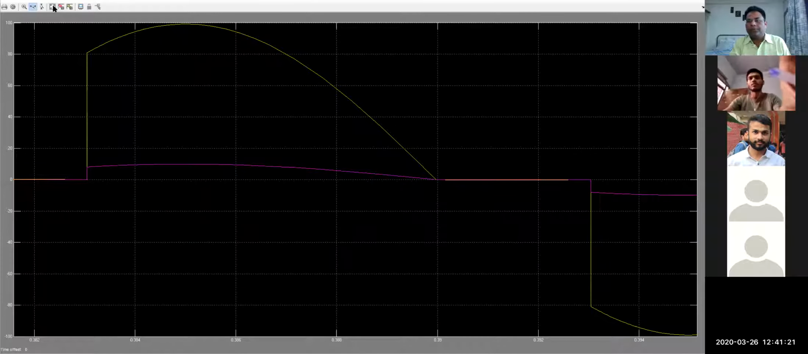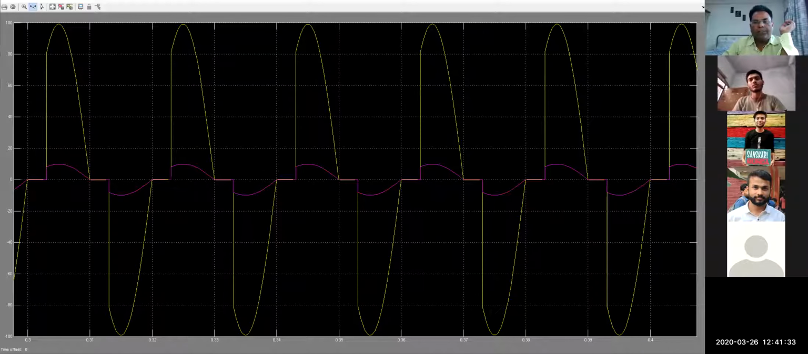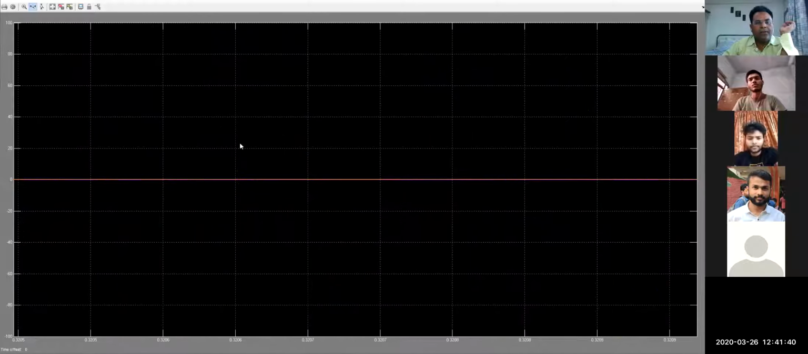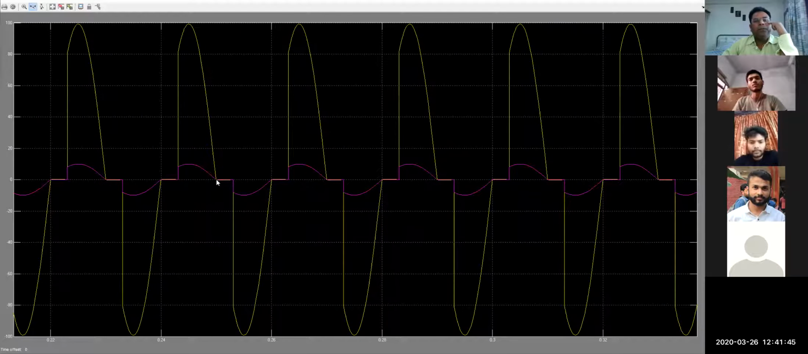Now the screen is visible to you, the MATLAB simulation screen, scope view. Nishant, you can notice the moment you trigger the device, the output voltage starts coming. This instant is pi, and at this instant the positive half cycle has ended. It is ended here.